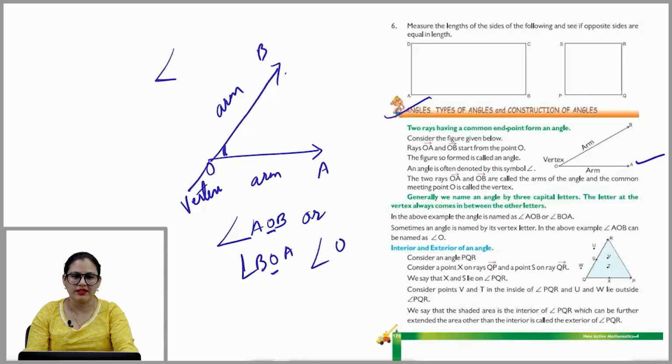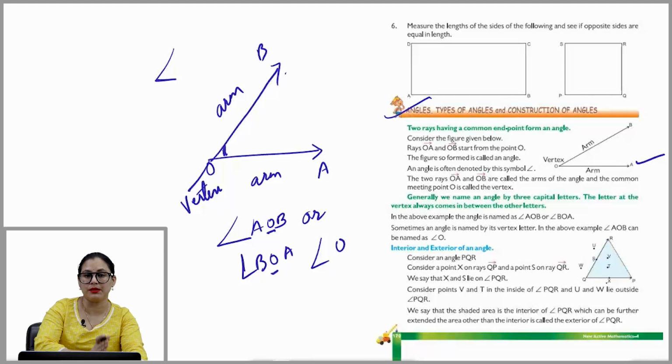Interior and exterior of an angle. Consider an angle PQR. Consider a point X on ray QP and a point S on ray QR. We say that X and S lie on angle PQR. Okay, there is PQR, X and S lie on angle PQR. Consider points V and T in the inside of angle PQR and U and V lie outside angle PQR. We say that the shaded area, this is the interior of angle PQR, which can be further extended. The area other than the interior is called the exterior of angle PQR.